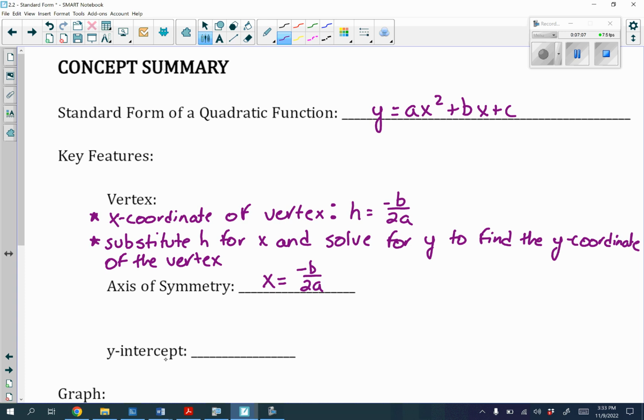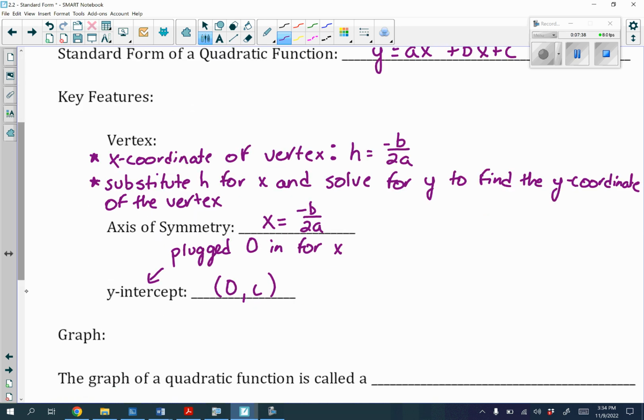Now our y-intercept. So remember how we found our y-intercept? We plugged 0 in for x. Another way of thinking of this, it's always going to be 0 and then whatever our c value is for the standard form. Okay, so this is in your standard form. You see c, here's our c here. So whatever that c value is, that's our y-intercept.